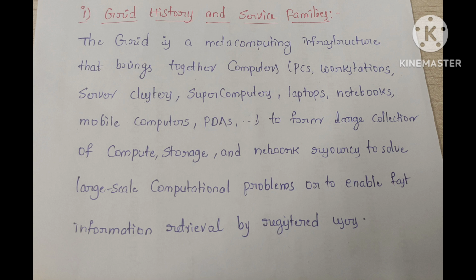In the first subtopic, grid history and service families, let us see the definition of grid first. The grid is a meta-computing infrastructure that brings together computers. Those computers may be PCs or workstations, server clusters or supercomputers, laptops, notebooks, mobiles, or PDAs. So why are we gathering all these things? Just to form a large collection of compute, storage and networking resources to solve large scale computation problems or to enable fast information retrieval for the registered users.